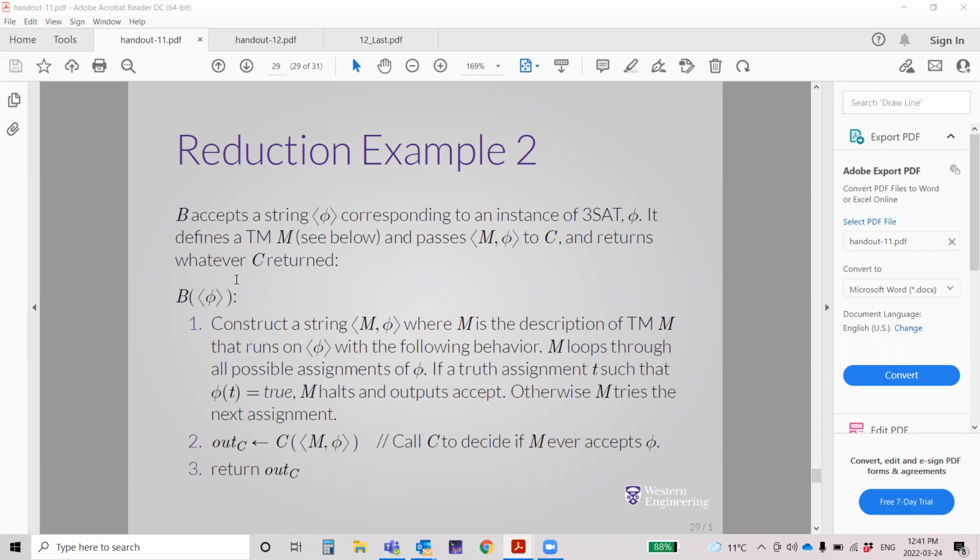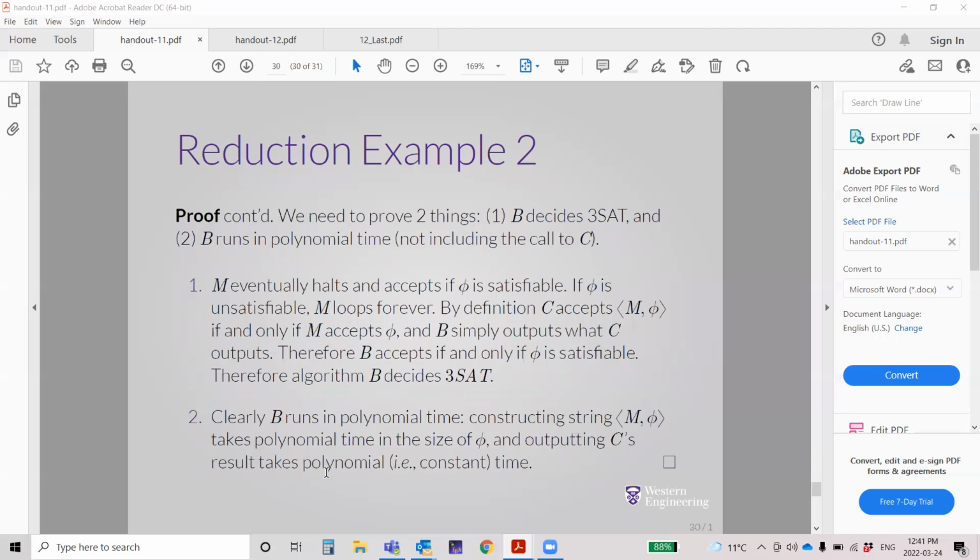If there is a truth assignment tau, here in the slide it's T, in the class note you will find it as tau, such that phi of T equals true, M halts and outputs accept. Otherwise, M tries the next assignment. Out C: given the pair M and phi, call C to decide if M ever accepts phi. Return out C.